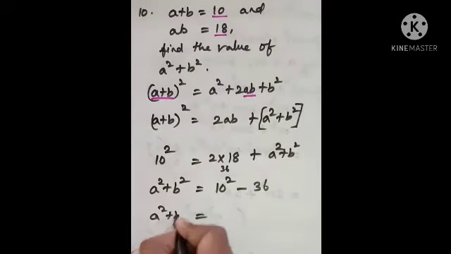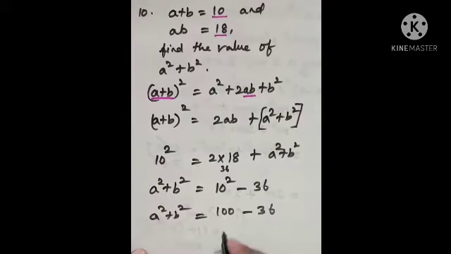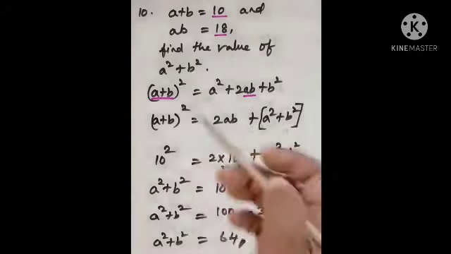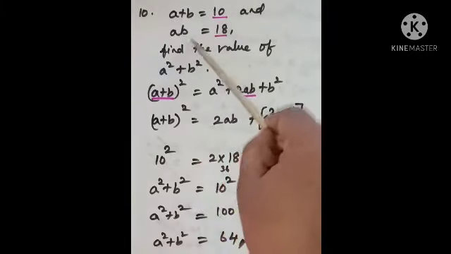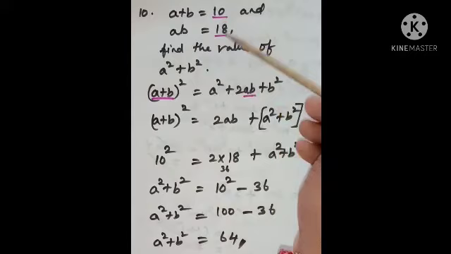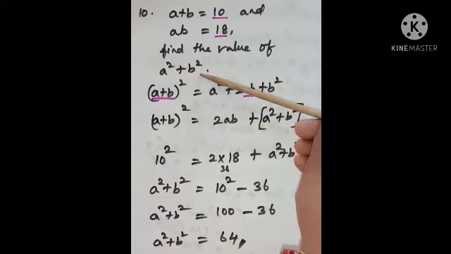a square plus b square is equal to 10 square minus 36, which is 100 minus 36, which is 64. So a square plus b square is 64. Now children, listen carefully. Here a plus b is equal to 10 and ab is equal to 18 is given in the problem, and we have to find the value of a square plus b square.